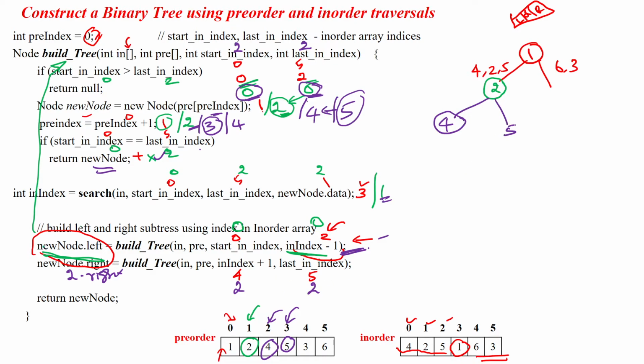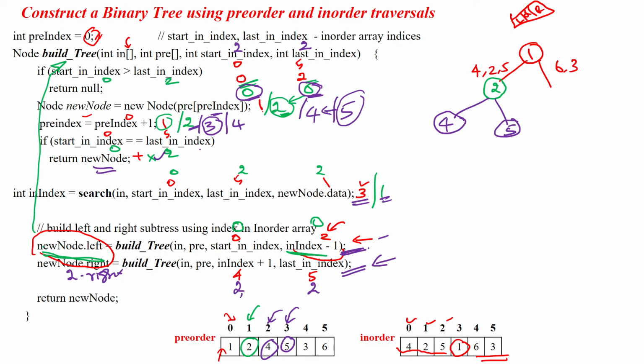So for this statement, we got 2 dot right is 5. Once it is over, there is still a pending step for node number 1. For node number 1, we still have to identify the node dot right. So this statement is still pending for node number 1.